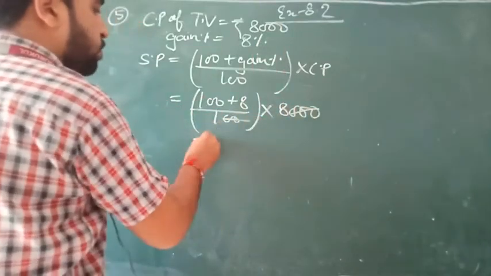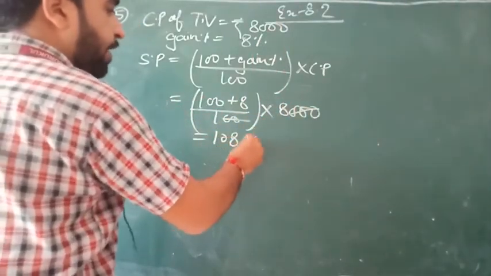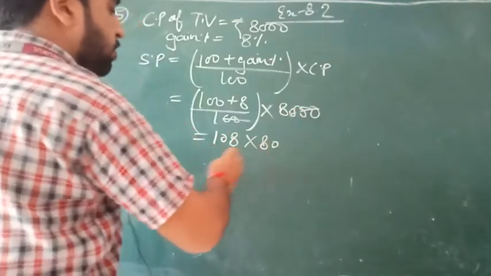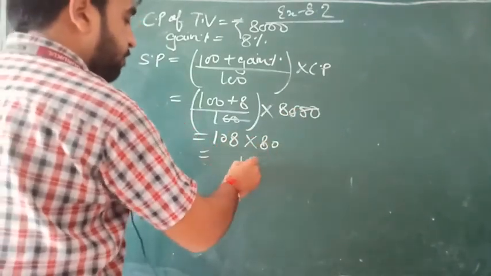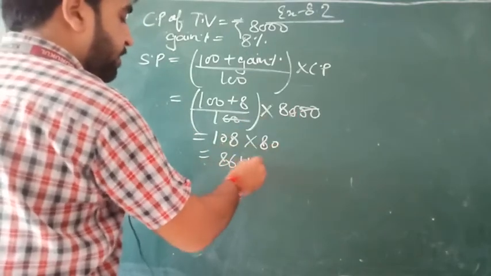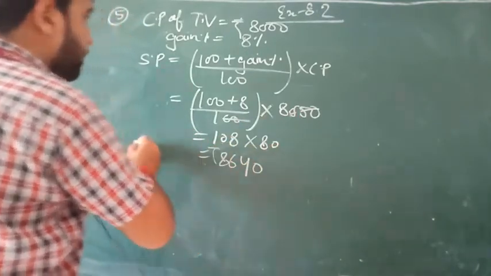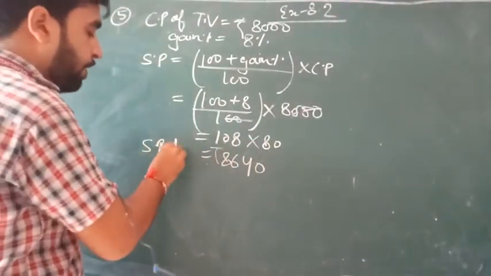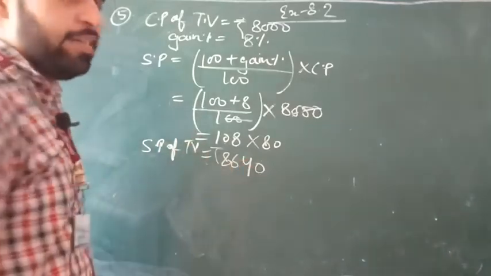20 cancel out. So this will turn out to be 108 into how many? 10 is still remaining, so into 80. 8 8s are 64, carry 6. 0 8s are 0 plus 6, 6. 8 1s are 8. 8640. So this is the selling price of TV. SP of TV is rupees 8640.